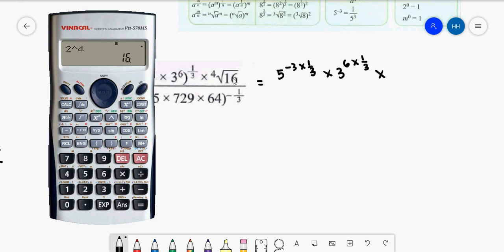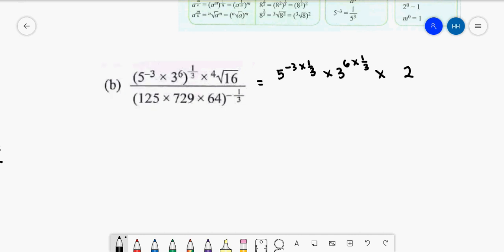So you can write 16 as a number in base 2, 2 to the power of 4. And don't forget, you have fourth root. Fourth root can be written in fractional indices. You write bracket to the power of 1 over 4. This is 1 over 4 because it is fourth root. Earlier, square root was 1 over 2, cube root 1 over 3. This is fourth root, so it is 1 over 4. And then divide 125. So 125 can be written in base 5.